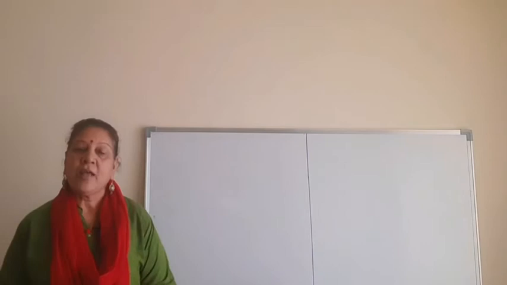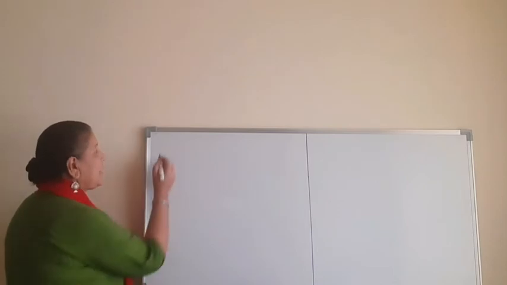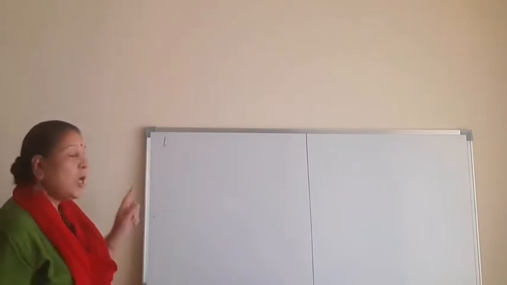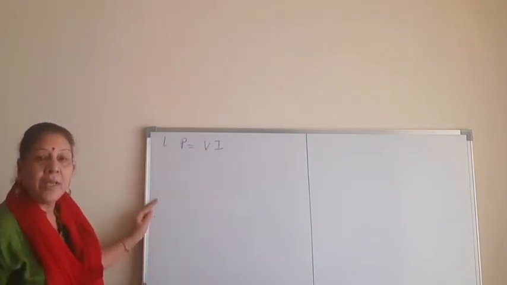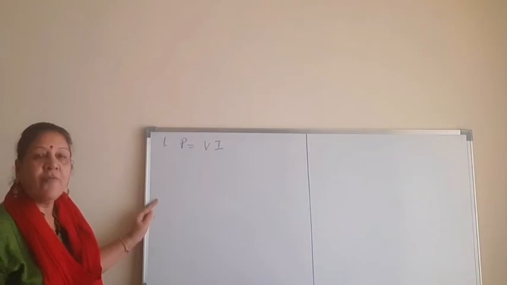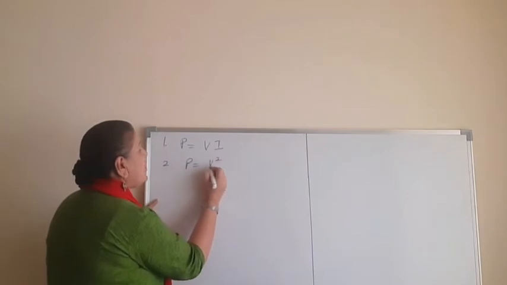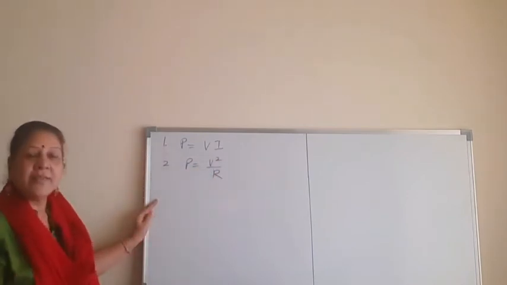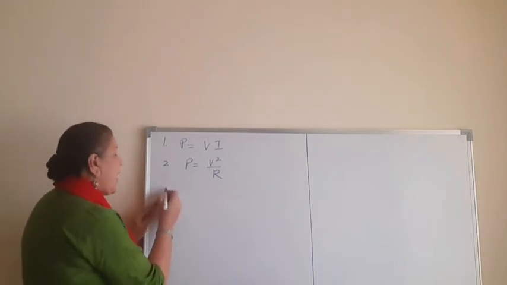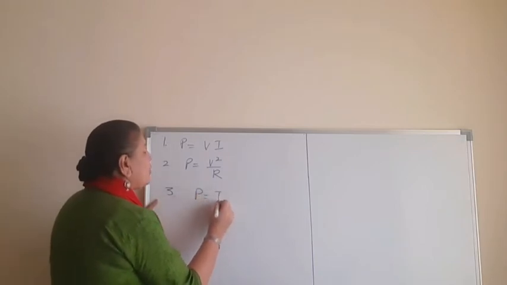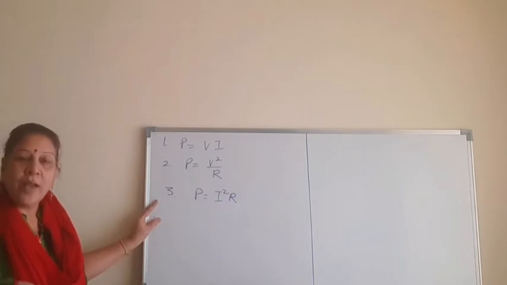For power there are 3-4 formulas which you are supposed to learn, and I'm going to first write these formulas for a quick recap. So one is P is equal to VI, where V is the electric potential difference and I is the current flowing in the conductor. The second formula is P is equal to V square by R, where R is the resistance, V is the electric potential difference across the ends of the conductor. And third is P is equal to I square R. So this is the third formula for power, which is equal to I square R.